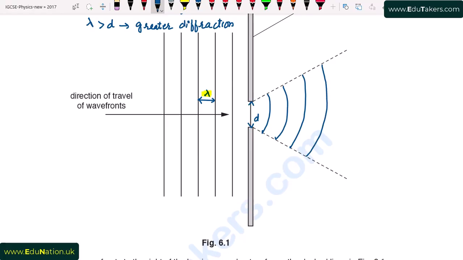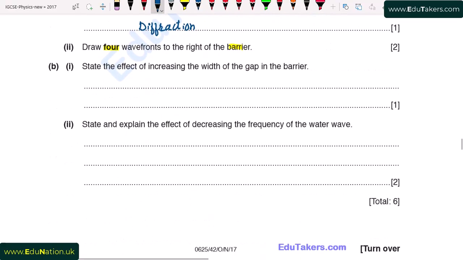So the distance between these two wavefronts is basically equal to wavelength. Part B. State the effect of increasing the width of the gap in the barrier. So when we increase the width of the gap, what will happen?